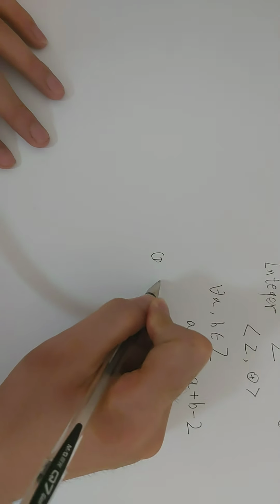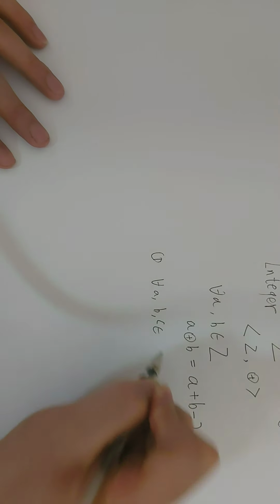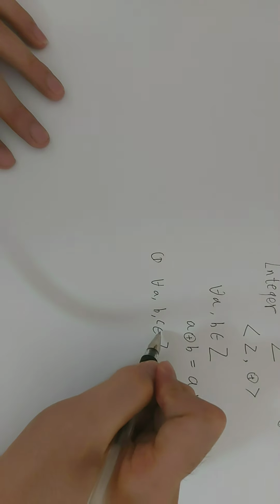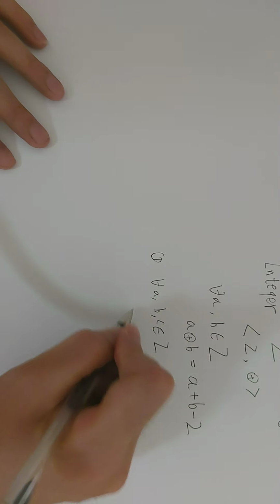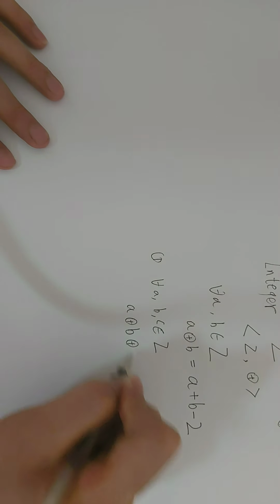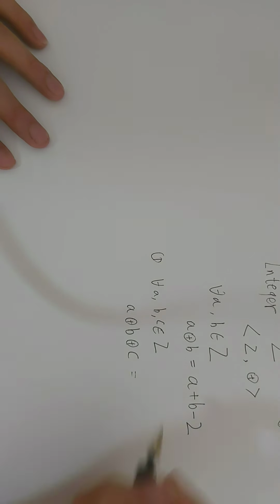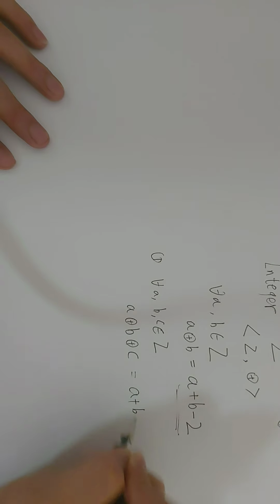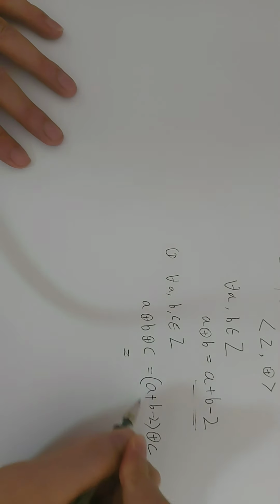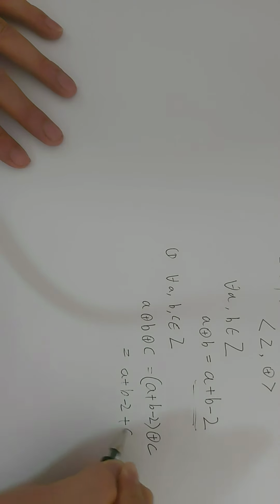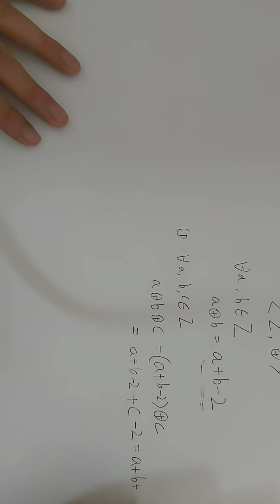So first, we will prove the operator is associative. We take A, B, C to be arbitrary elements in Z. (A special plus B) special plus C equals, by the definition, (A plus B minus 2) special plus C, which means A plus B minus 2 plus C minus 2, right? The result is A plus B plus C minus 4.